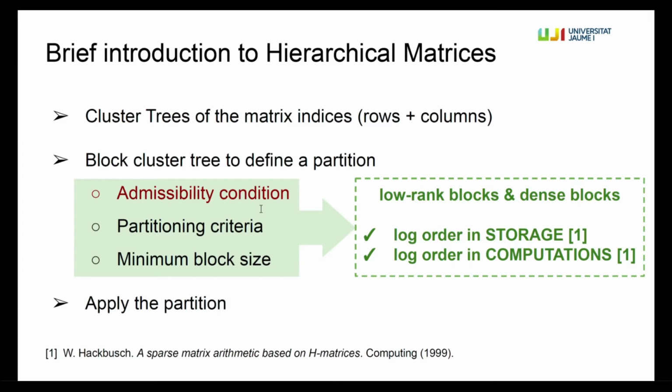Which of the benefits of employing hierarchical matrices? Even though we compress the data, so it means we lose part of the accuracy, the important thing is that we can achieve a log linear order both in terms of storage and computations. Details about this can be seen in Hackbusch's work from 1999.